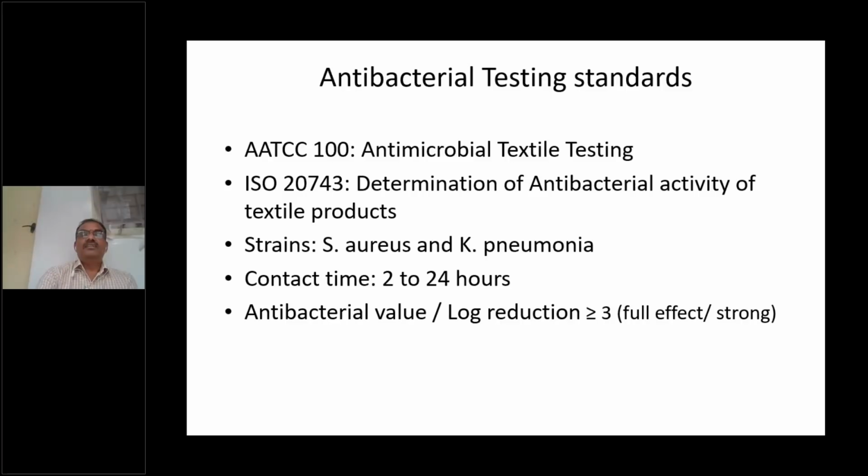Next slide, please. If you want to claim antibacterial alone, there are 2 standards we can follow. AATCC 100, which is general antimicrobial testing on textiles. Otherwise, the best one is ISO 20743, because this is specific to antibacterial activity, where we can also declare the contact time, 2 to 24 hours. Normally the 2 strains predominantly used for antibacterial testing are Staphylococcus aureus and Klebsiella pneumoniae. Again, you get the antibacterial value and log reduction. If the log reduction value is above 3, it is a highly effective material, or we call it a strong effect.